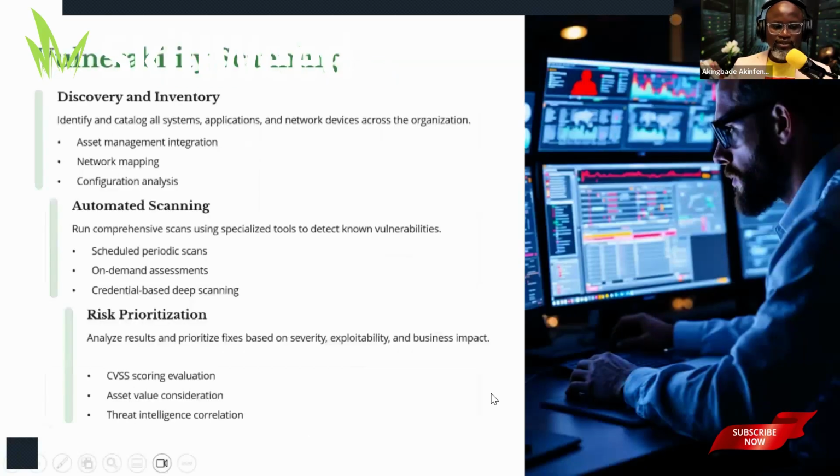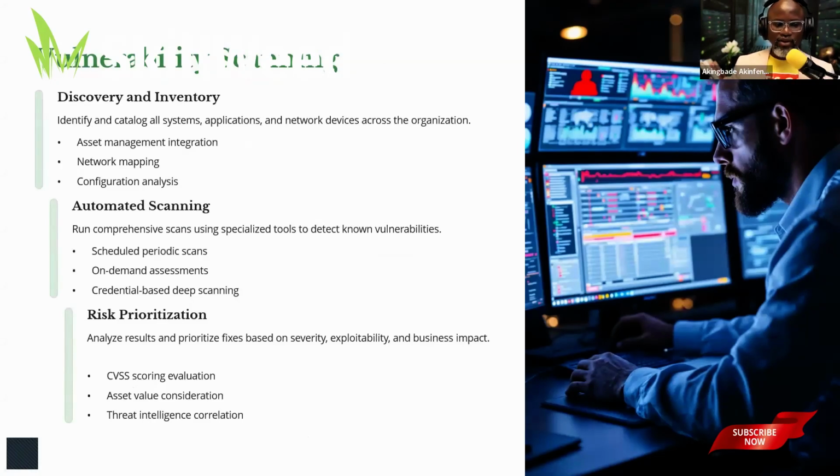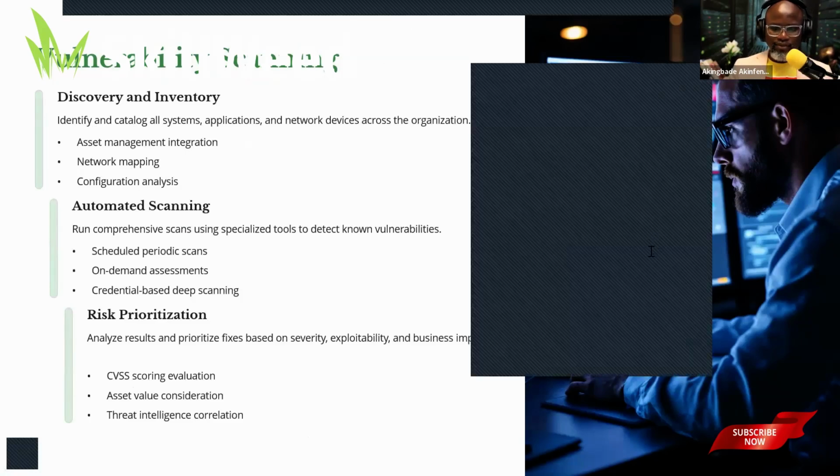Vulnerability scanning, again, these are tools, right? So we're talking about how we scan for potential weaknesses in your organization. So we have discovery and inventory. Discovery tool, can we type that real quick, everybody? Can we type discovery? Everybody, please type that word.